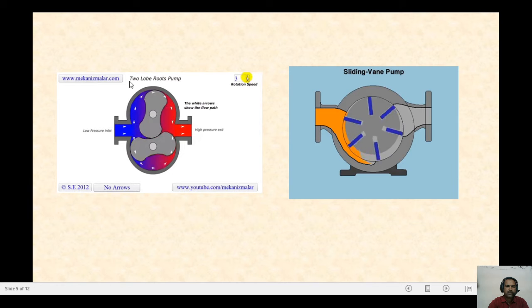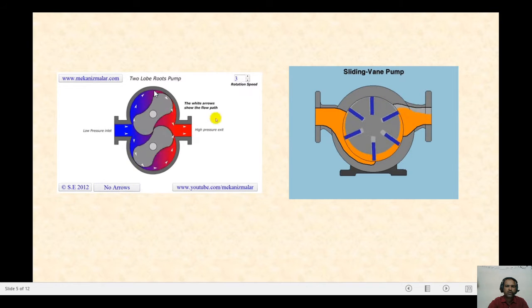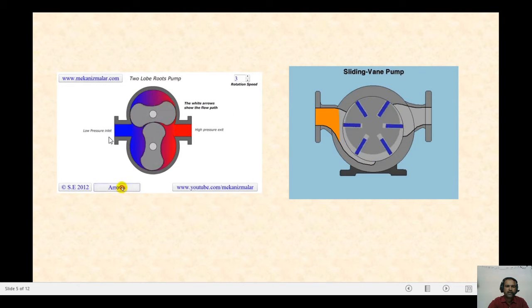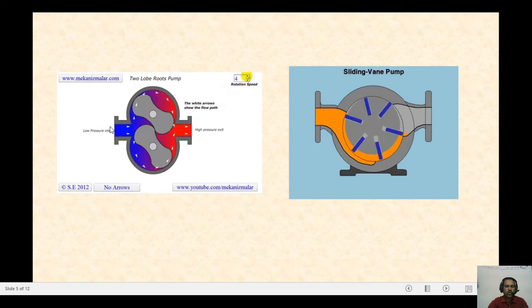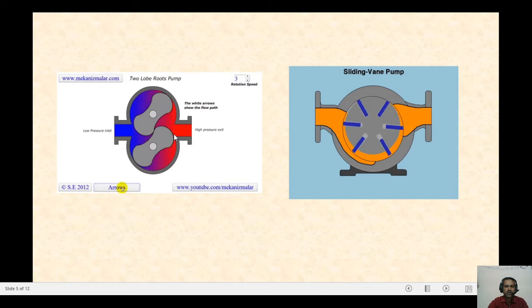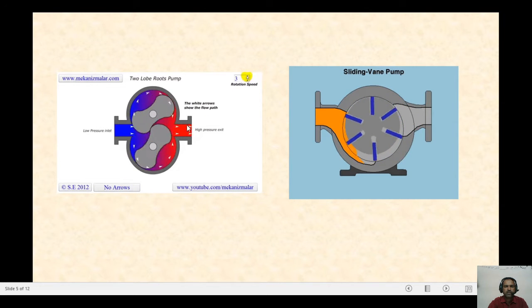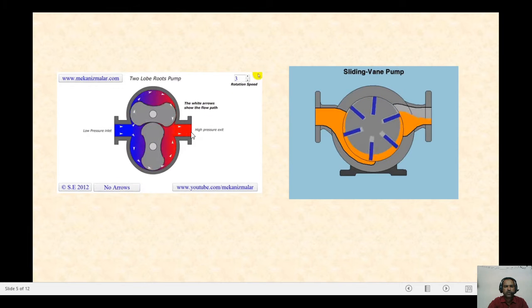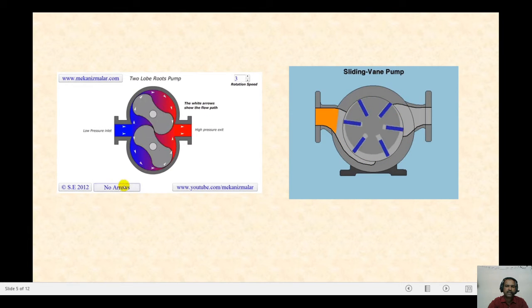As we discussed, this is a casing or you can say housing, and this is an inlet valve through which the low pressure air will be sucked or drawn into a chamber, and this is a suction chamber. Whatever red color you are seeing, this is a discharge chamber and this is an outlet, where the high pressure air will exit or be discharged.